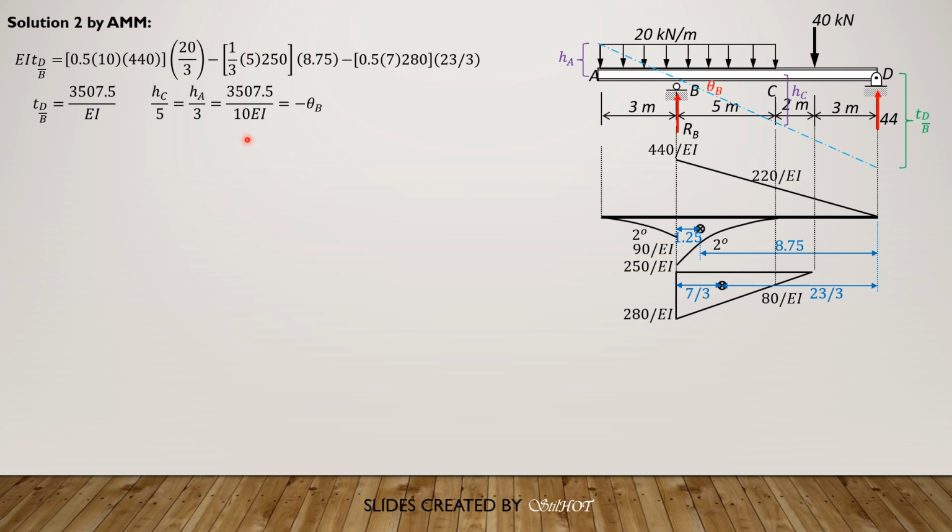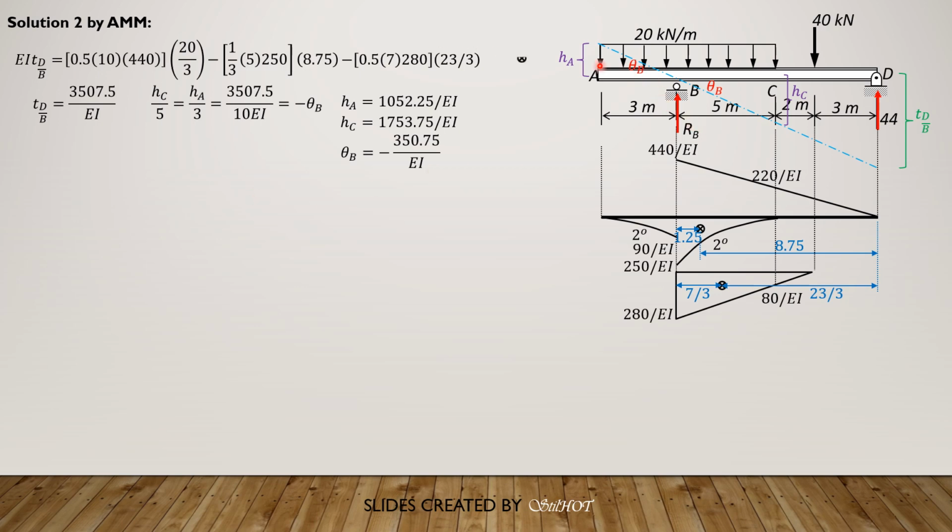3507.5, is to 10. Because theta B is negative, remember that the ratio of opposite to adjacent is the tangent of theta, and because theta is small, it is equal to theta itself. Because we anticipated that theta B is negative, we just put negative theta B. So H sub A is 1052.25, H sub C is 5 times 350.75, so that's 1753.75 over EI, and theta B is negative 350.75 over EI.